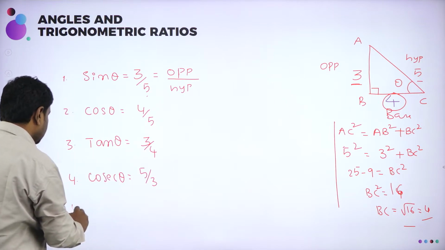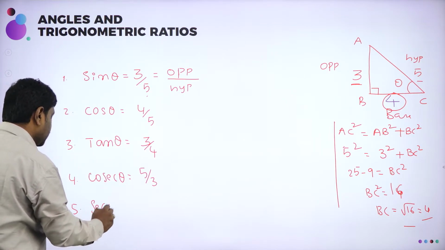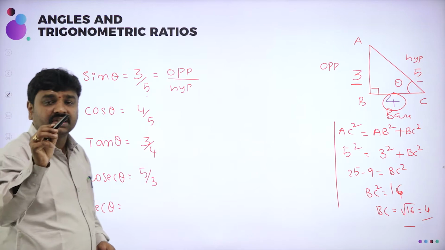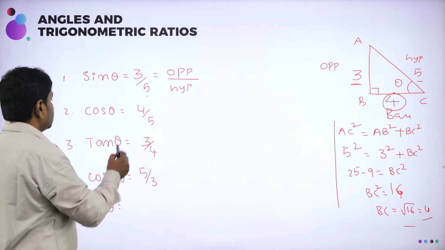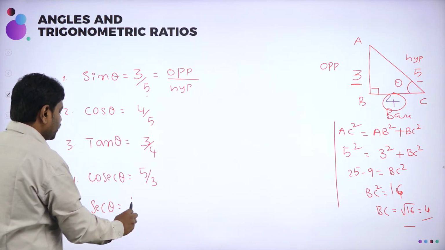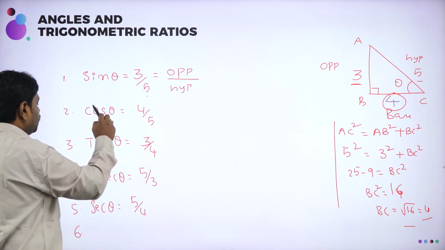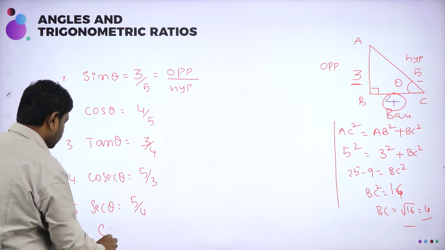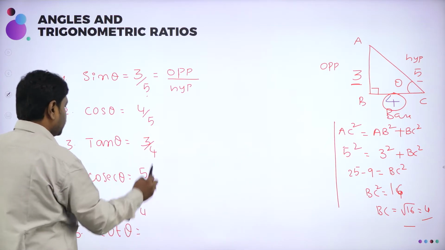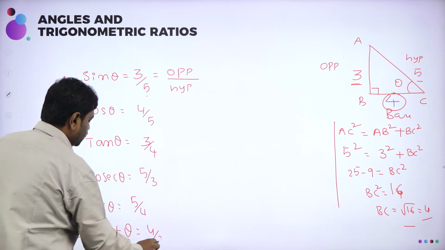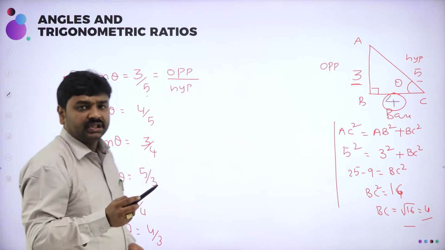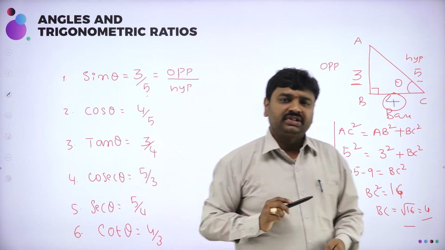And then secant theta. What is secant theta? Secant theta is the reciprocal of cos theta. What is cos theta? 4 by 5. So secant is 5 by 4. So now we know sine, cos, tan, cosecant, secant, cot. Cot theta is the reciprocal of tan theta. So tan is 3 by 4, cot is 4 by 3. They wanted all trigonometric functions. I wrote all trigonometric functions.